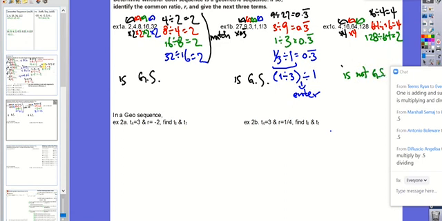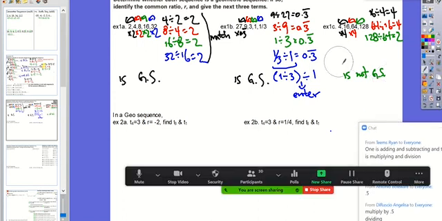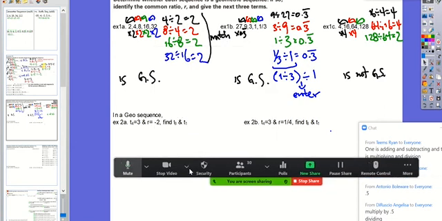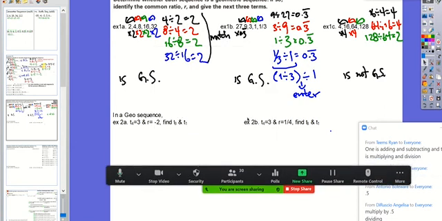Ooh, Mr. Chen is slipping on his color game. I gotta make this right here black to be consistent. All right. Okay. So that's that. This is very similar to what we did with arithmetic sequence, except it's just dividing.